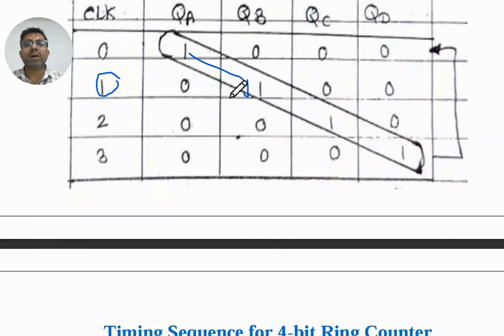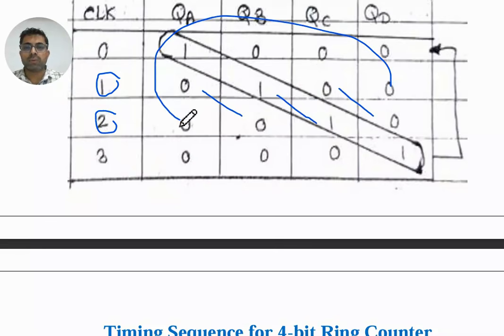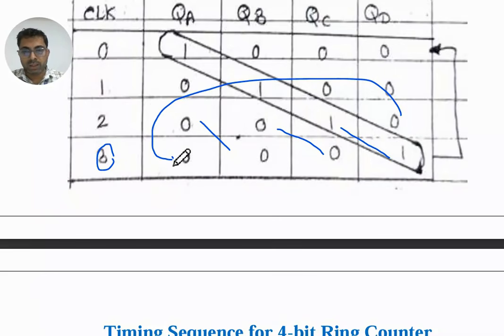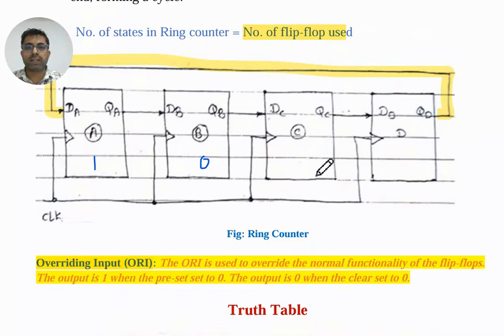Understood? Now, what will happen after the second clock signal? This 0 will come over here, this 1 will come over here, this 0 will come over here, and this 0 will come over here. Okay, because of the construction of the ring counter. Now, after applying the third clock signal, what will happen? This 0 will be shifted over here, this 0 will be shifted over here, this 1 will be shifted over here, and this 0 will be shifted over here. So after applying the third clock signal, what output have we got? 0 0 0 1.